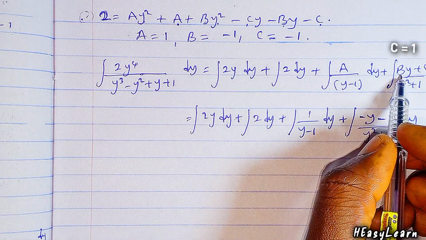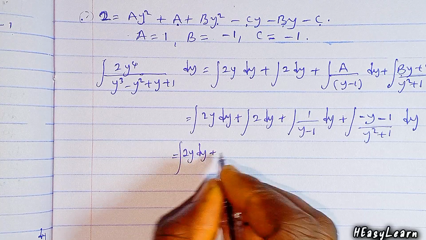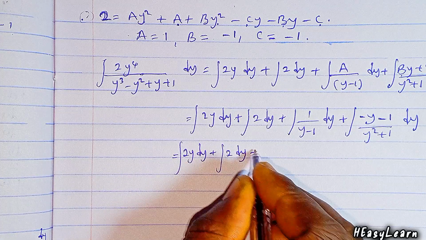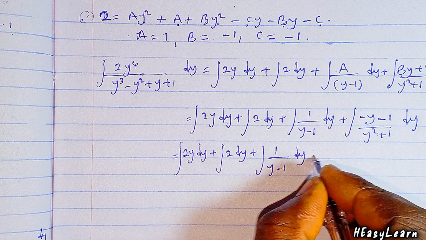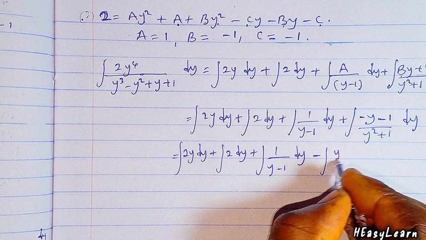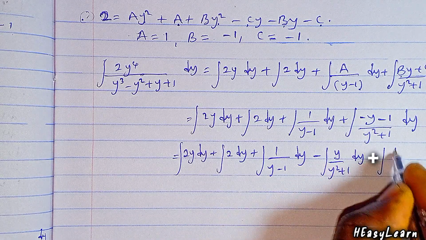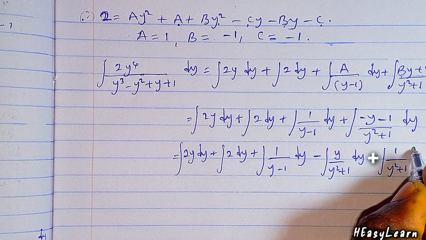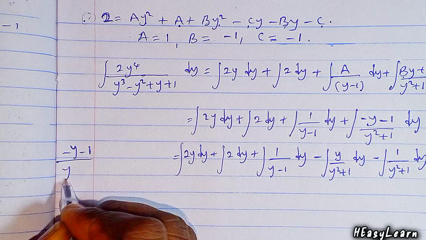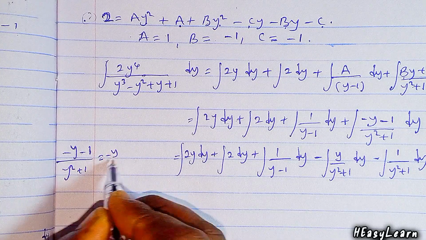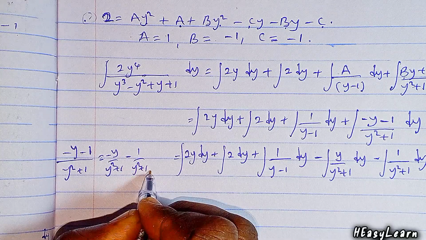C, B is minus 1. So this is the same thing as the integral of 2y dy plus the integral of 2 dy plus the integral of 1 over y minus 1 dy minus, we can separate, the integral of y over y squared plus 1 dy, the integral of 1 over y squared plus 1 dy. Divide by y squared plus 1 is the same thing as minus y divided by y squared plus 1 minus 1 over y squared plus 1.